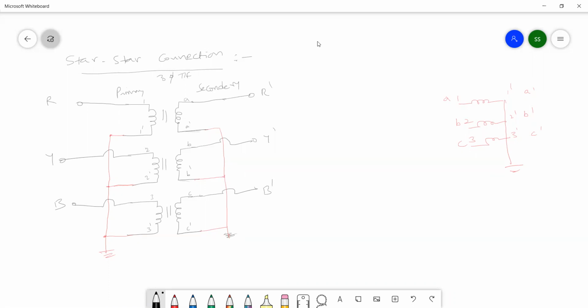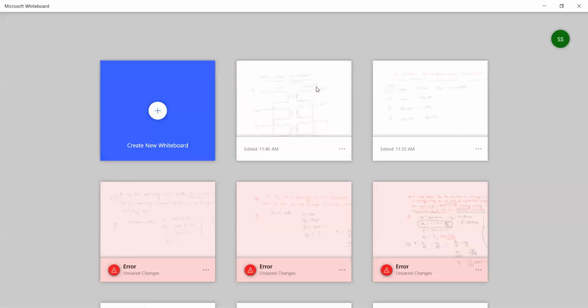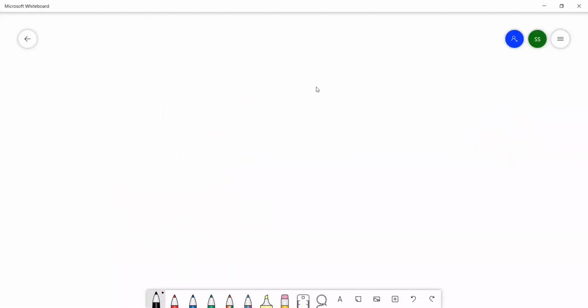Understand ma? Star to star connection. Yes, sir. Right, clear, very good. Now draw for star to delta, or else wait, I can go for delta delta so that you can understand both at a time.